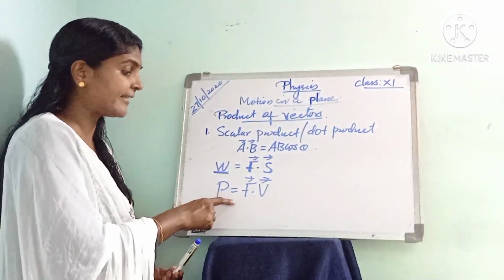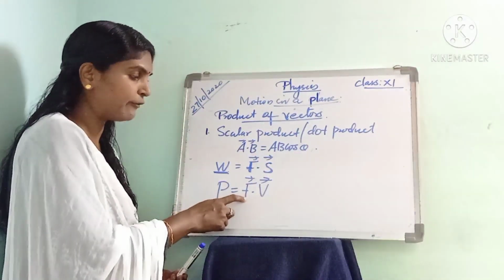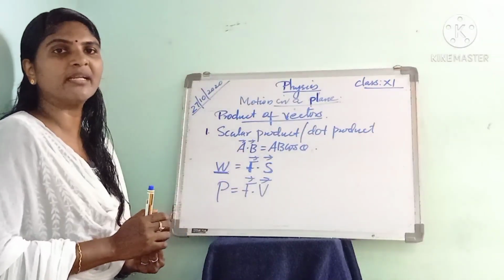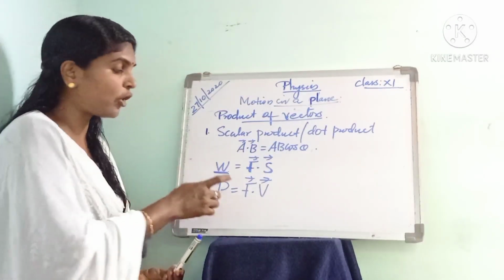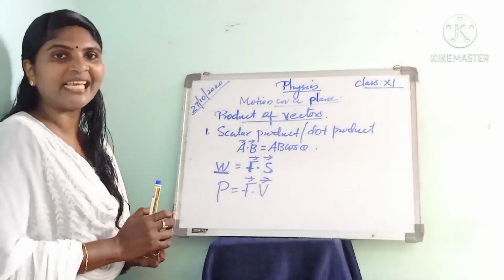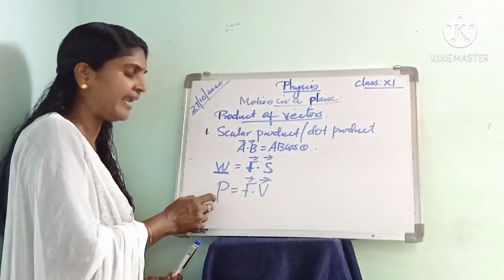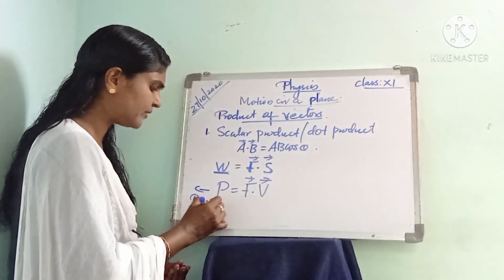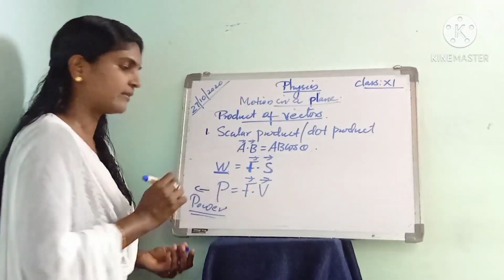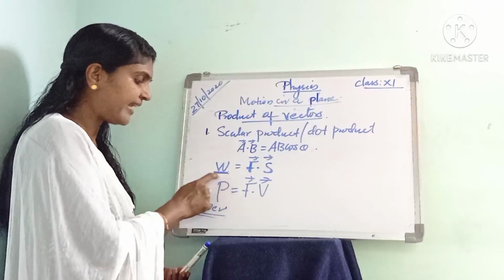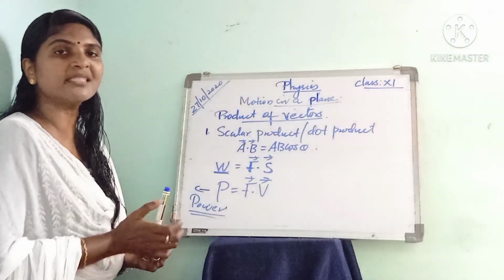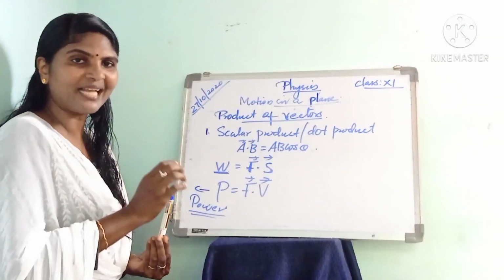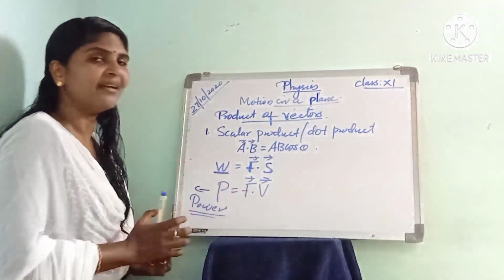Let us consider another example. Here F represents force, and V represents velocity. By taking the dot product of force and velocity, we will get another physical quantity P, that is power. This we will see in the next chapter. So we can say power can be represented as the dot product of force and velocity.